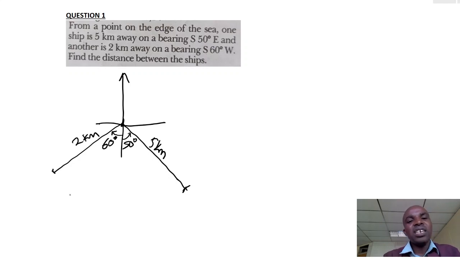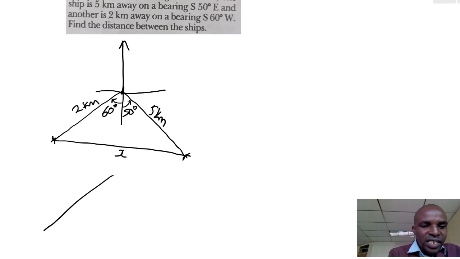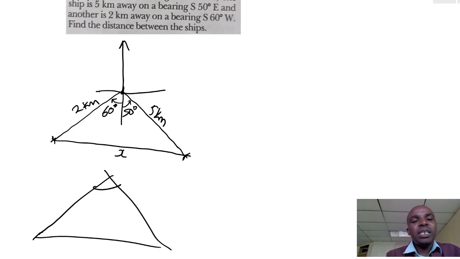So it's somewhere here. Then they said, find the distance between the ships. The distance between the ships is this line. I can call it x. I'm sure you can see we now have our nice triangle, and the east is like this. This is our triangle, with this angle 60 plus 50, that's 110 degrees, and sides 5 kilometers and 2 kilometers. Then you have this side x.